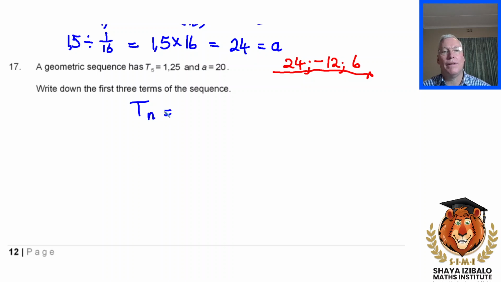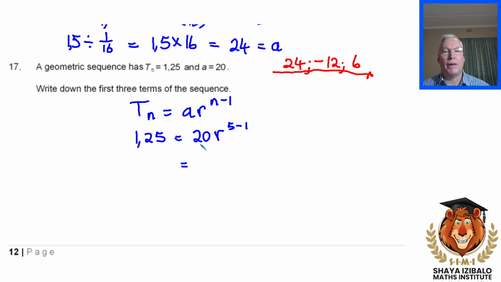Tn is A times R, the common ratio, to the power n minus 1. Okay, so this one, remember there are four variables in here. There's A, there's R, there's n, and there's the term. This one we are told that T5 is 1,25. So we're going to put 1,25 here. We're told that A is 20, and we don't know R, alright? But we do know that n is this. This is the fifth term, so this will be 5 minus 1.